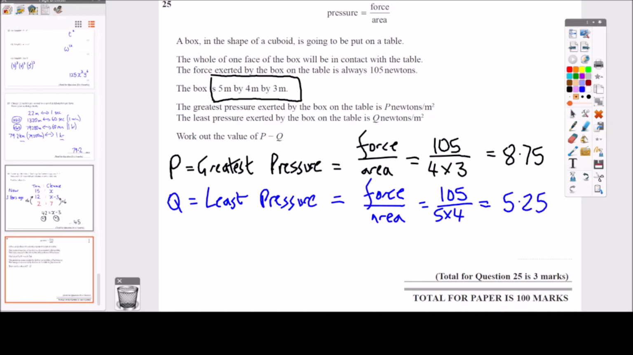So to answer the question, we've got to work out P take away Q. So that's going to be 8.75 take away 5.25. So 8.75 take away 5.25 is 3.5.